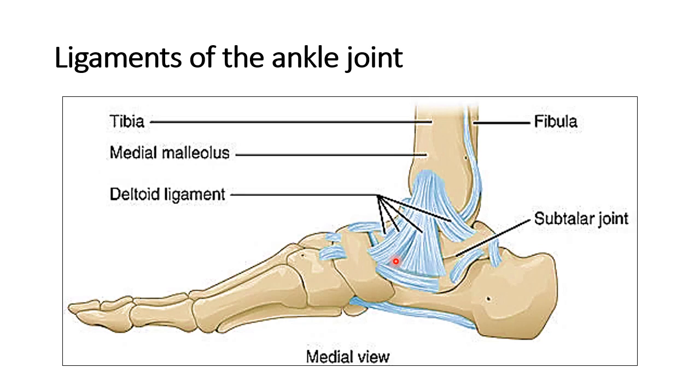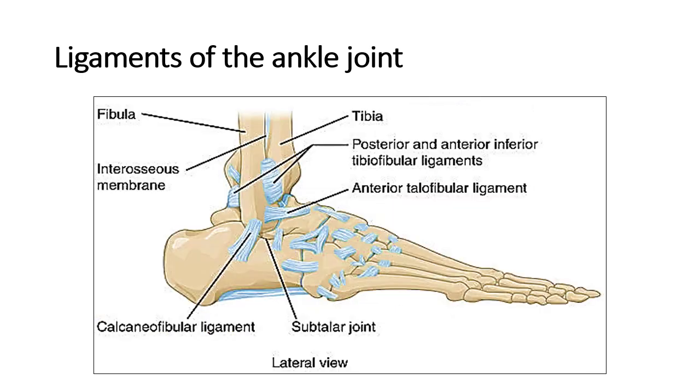The primary action of the medial ligament is to resist over eversion, eversion being the outside movement of the foot. So you can see this is the medial ligament, a very important and very strong ligament. If we move to the lateral side, you can see the lateral ligament originates from the lateral malleolus of the fibula, a bony prominence projecting from the lateral aspect of the distal fibula. It resists over inversion, the inside movement of the foot.